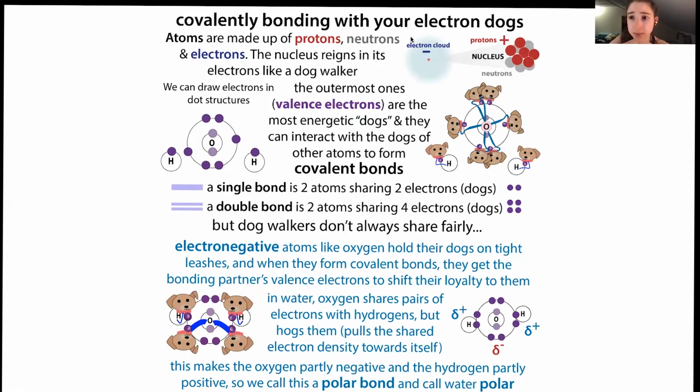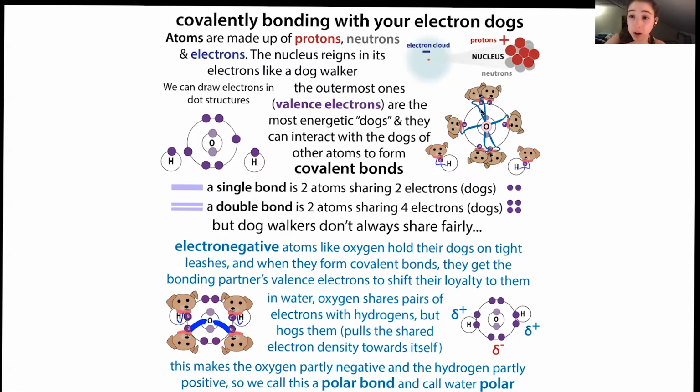And the electrons want to be free, and they're all whizzing around. They're kind of like really energetic dogs, especially the farthest outermost electrons, which we call valence electrons. Those guys are really trying to break free. So your dog walkers, the protons, sometimes they're really good at keeping a pull on their electrons. Some atoms are really good at this, and oxygen is an example.